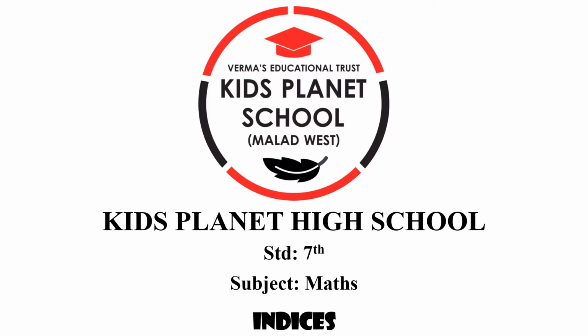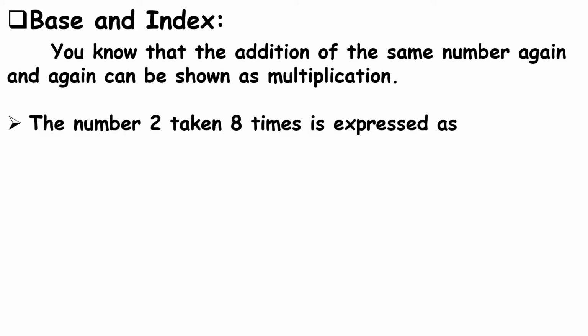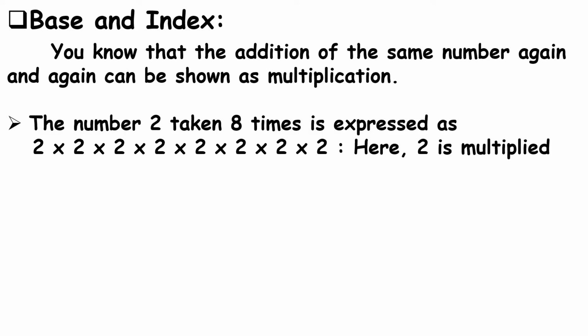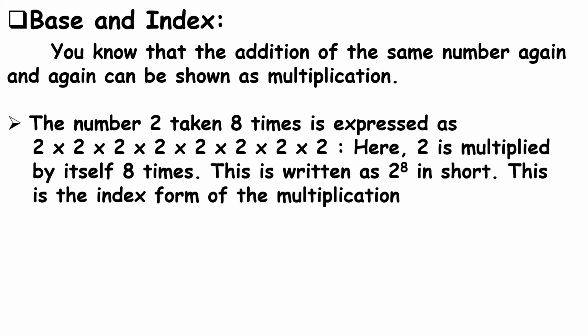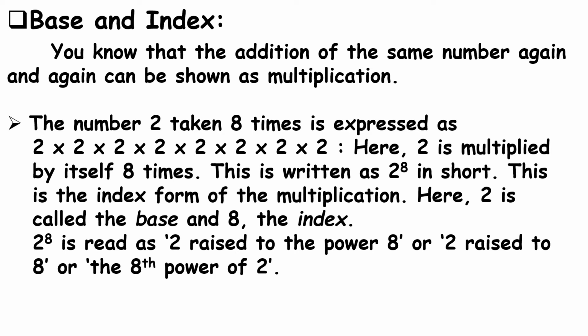Let us now begin. Let us now study about base and index. You know that the addition of the same number again and again can be shown as multiplication. For example, when we say 2 plus 2, we can write it as 2 multiplied by 2. Or when we say 2 plus 2 plus 2, we can say that as 2 multiplied by 3. It means that 2 is added 3 times.